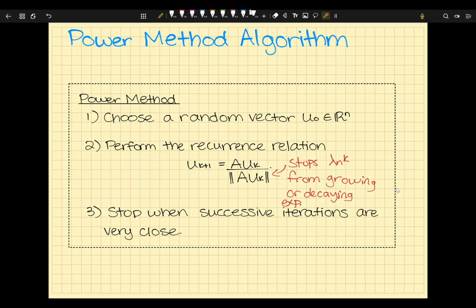Okay, so we hit it with A repeatedly, and then we need some condition for when to stop. We stop when our successive iterations get very close. You could do this with a magnitude check or something. All right, so now we're going to code this, and hopefully that'll help cement it in our brains.